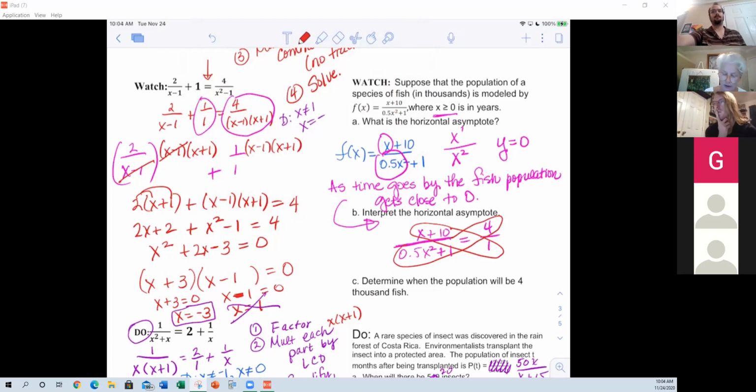So you couldn't have done it here, because we have a fraction plus a number equals a fraction. But here we have one fraction equal to one fraction. So that's going to give me 4 times 0.5x squared, which would be 2x squared, plus 4 times 1 is 4, equals x plus 10.